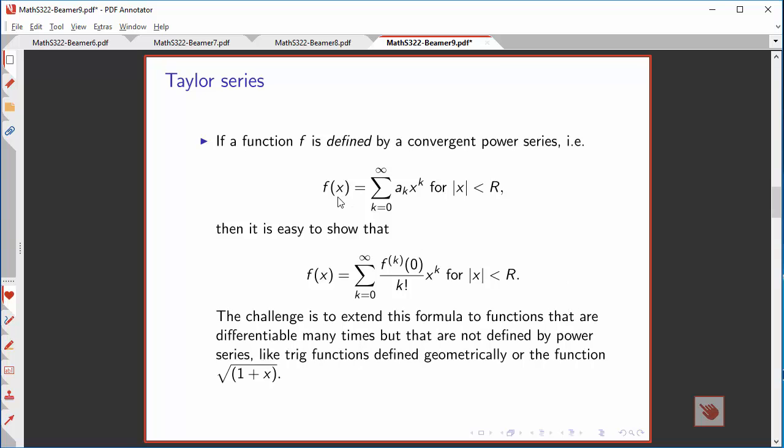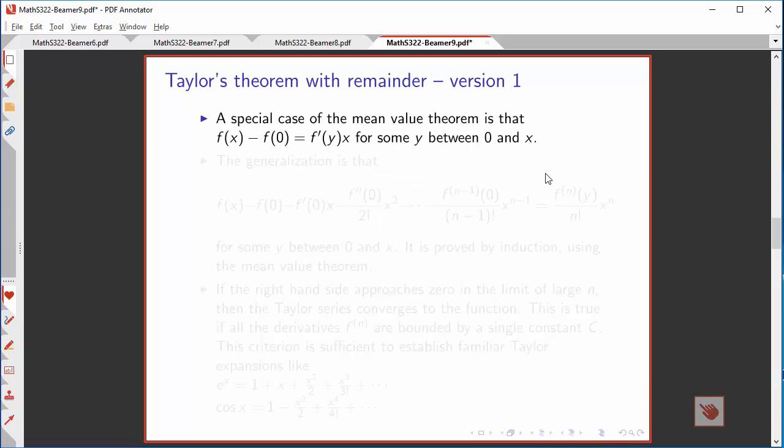We want to start with a function that's not defined by a power series. For example, the square root of 1 plus x, or the sine function, or the cosine function, and show that this formula is still valid. How are we going to do that?